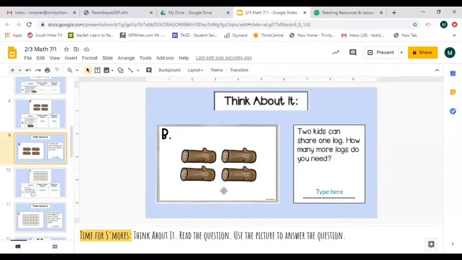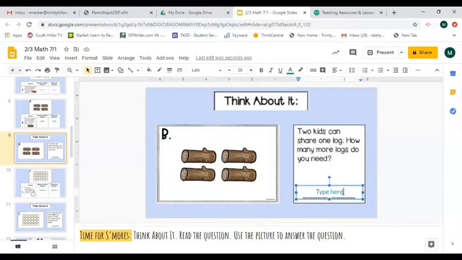So we have 4 logs and 2 kids can share 1 log. How many more logs do you need? So remember we have 12 kids, so to figure this out, I would probably count by twos to see how many more logs we need. So here's 2 kids on this log, 4, 6, 8. So then I would need 10 and 12. So we would need 2 more logs, and then we'd be able to fit all 12 kids.